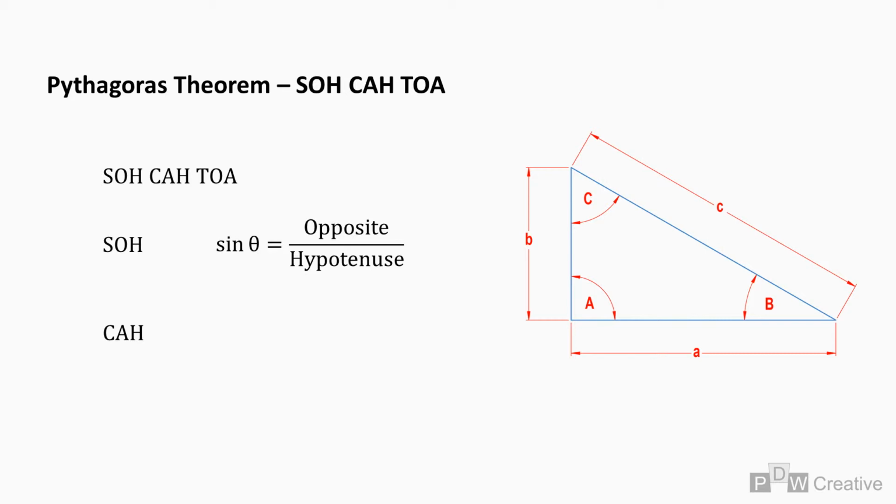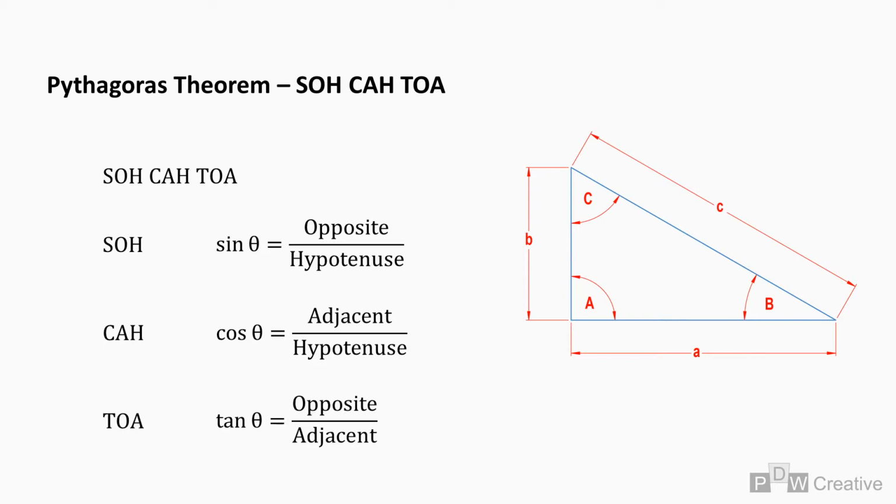CAH represents the cosine of the angle equaling the adjacent over the hypotenuse. CAH can only be used if one of the sides is connected or adjacent to the angle. TOA represents the tangent of the angle equaling the opposite over the adjacent. We need opposite and adjacent sides to calculate the angle. We can pick and choose which calculation to use depending on the available information.